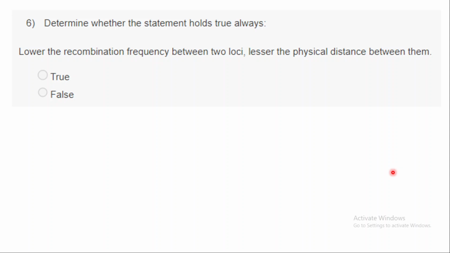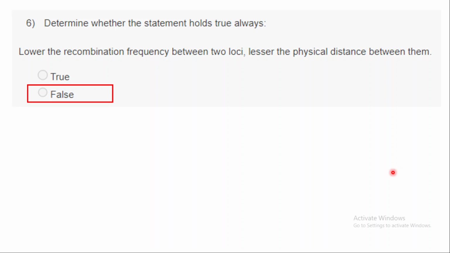Okay, I think we should move forward. Now let me reveal the correct answer to this question. The correct answer is option B, false, and Pushpanja, Rahul as well as Simontini have answered correctly. Very good. So lower the recombination frequency between two loci: between two loci in a chromosome, if the recombination frequency is low, lesser the physical distance between them. It's not always true, it's false.